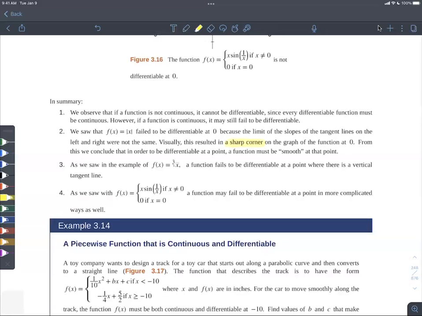As we saw in the example of f of x equals the cube root of x, a function fails to be differentiable at a point where there is a vertical tangent line. As we saw with f of x equals x sine of 1 over x, a function may fail to be differentiable at a point in more complicated ways as well.